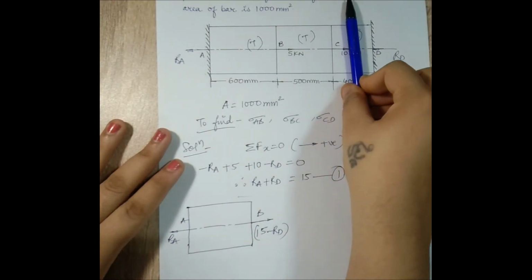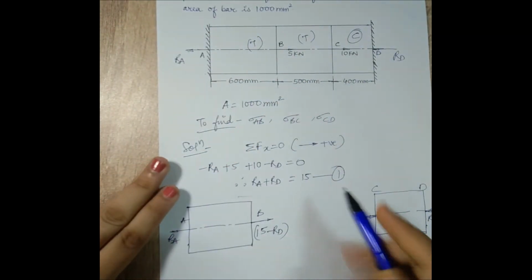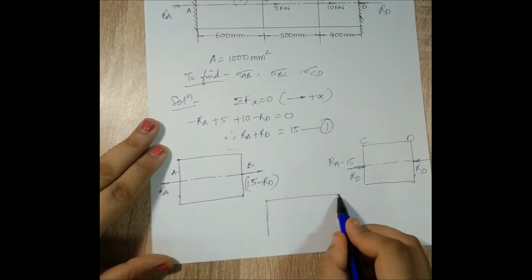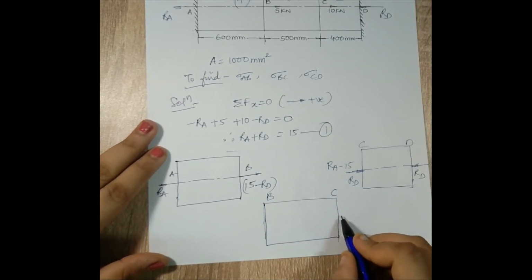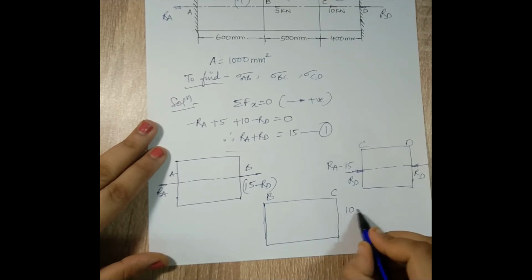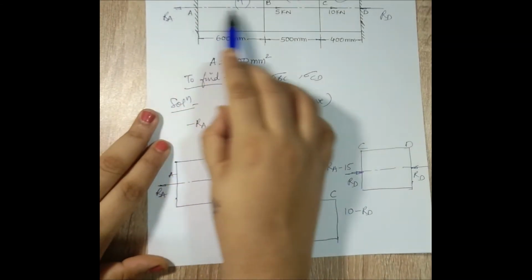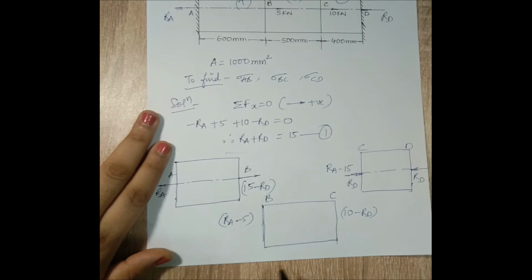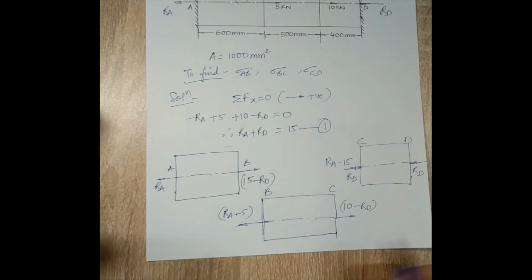When I stand at the middle of CD and I look to the left, RA is positive, 5 will create a compressive effect and 10 will also create a compressive effect. So I will have RA minus 15. Now last comes B to C portion. If I look to the right, I will see 10 kilonewton pulling and RD is compressive type. When I look to the left, I will see RA is creating a tensile effect over here and 5 is creating a compressive effect. Now looking at these two numbers, I assume that it is of tensile type. If I get positive answers for RA and RD, then I would say that my assumption is correct. If not, I will say my assumptions are wrong.